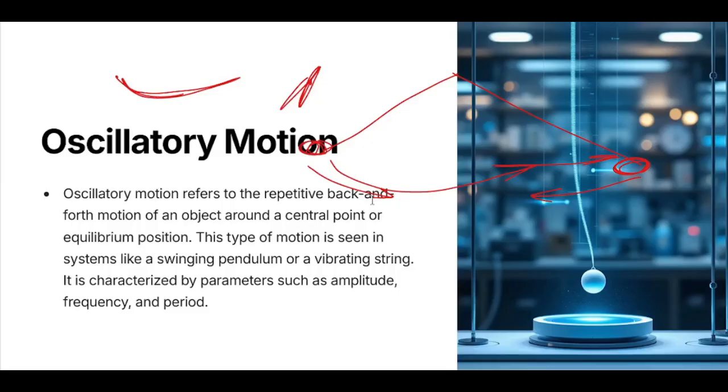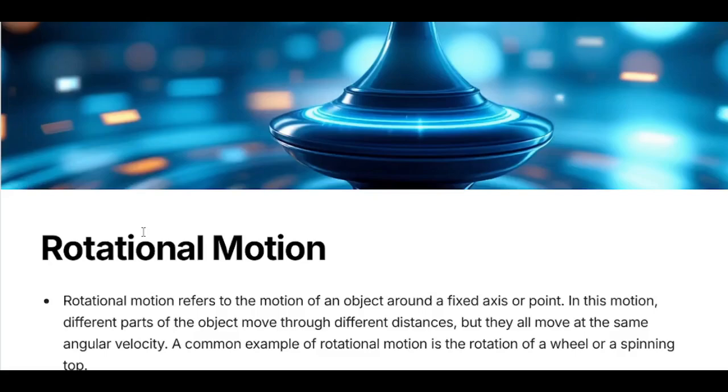They are the types of motion that are seen in systems like a swinging pendulum or a vibrating string. Vibrating strings are always vibrating either up and down or side by side. This kind of motion is characterized by parameters such as amplitude, frequency, and period. So let's see what rotational motion is.